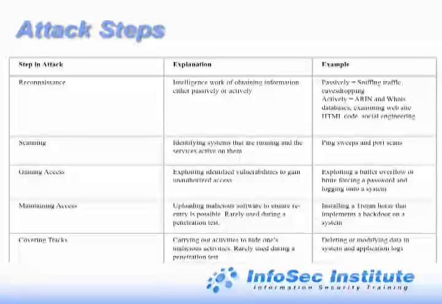The first one is recon. This is basically intelligence gathering, or could be open source intelligence, or competitive intelligence. How many people have heard of competitive intelligence before? There's an organization out there called SCIP, which is the Society of Competitive Intelligence Professionals. Basically, it's a whole group that deals with this type of scenario.